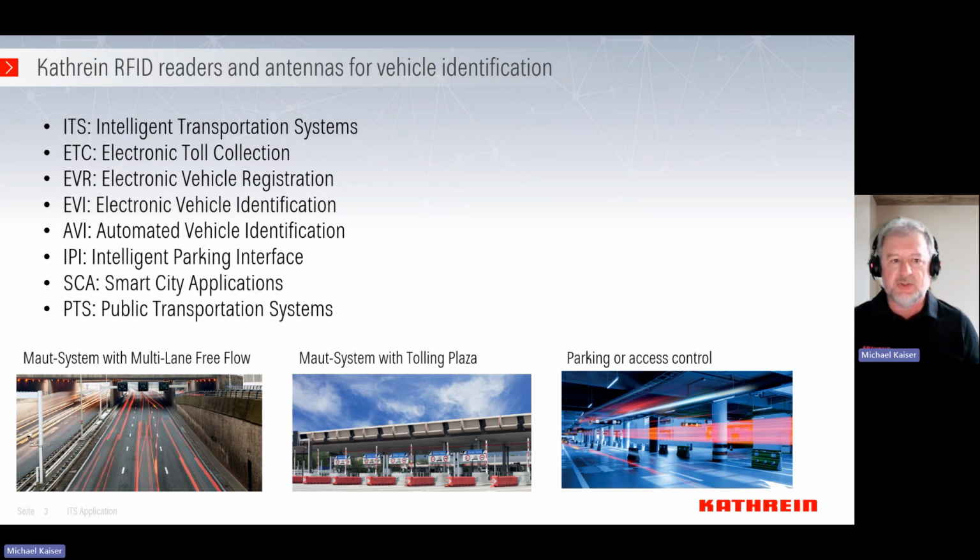A big topic is electronic toll collection, when we have certain areas like motorways where we have to pay for the use, or maybe in smart city applications when we have to enter a certain street and we have to pay for it. How will this be optimized?